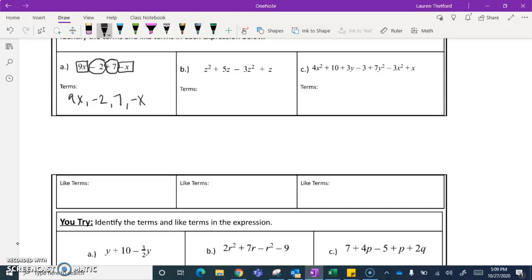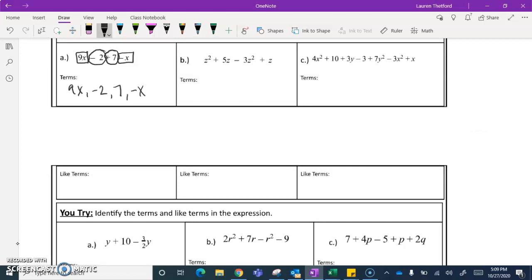So now we're going to look at our like terms. Our like terms are anything that has a variable. Those both have an x, and so we have 9x and -x. And then we also have things without a variable. So we have -2 and 7. So we have two sets of like terms in this case.